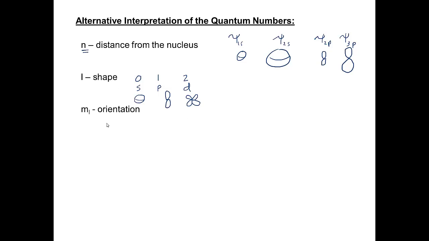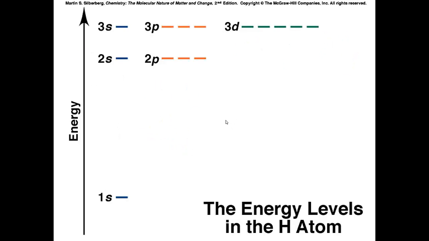And then finally, m sub l is going to tell us about orientation. So for the p orbitals, for example, we have these three m sub l values, -1, 0, and +1, and they tell us that these orbitals are oriented in these different directions: along a y-axis, along a z-axis, and along an x-axis. So the m sub l value is telling you, you take that shape, how can you rotate it in different ways in space? So those are different interpretations of these three quantum numbers: distance from nucleus, the shape, where you're going to find that guy, and the orientation, how it's twisted and turned in space.